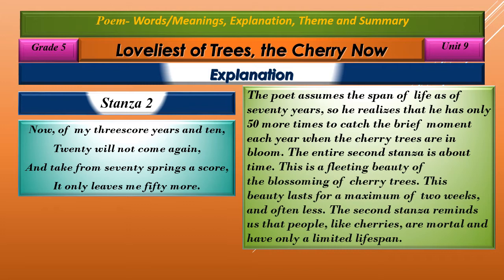The entire second stanza is about time. This is the fleeting beauty of the blossoming of cherry trees. This beauty lasts for a maximum of 2 weeks or even less. The second stanza reminds us that people, like cherries, are mortal and have only a limited lifespan.